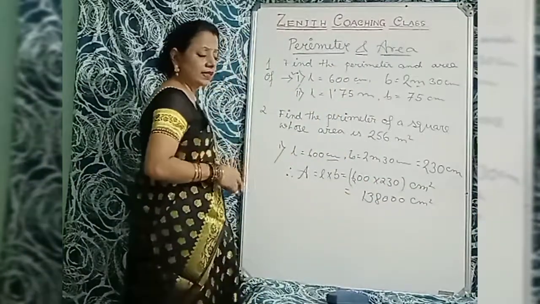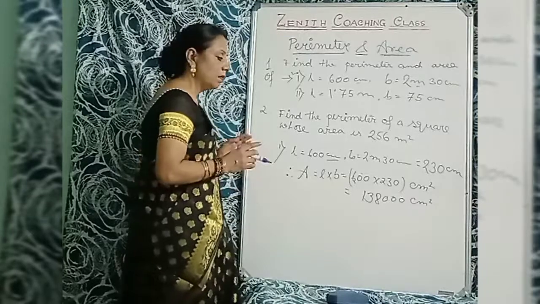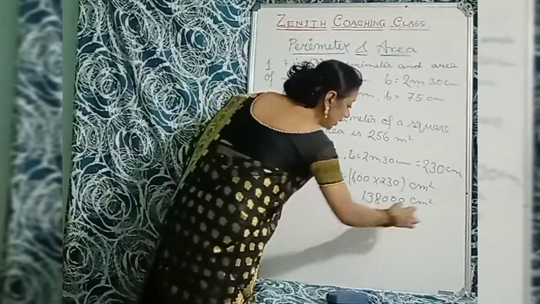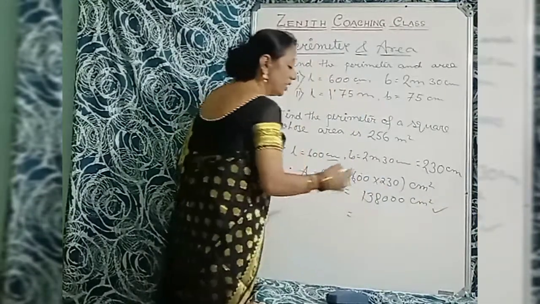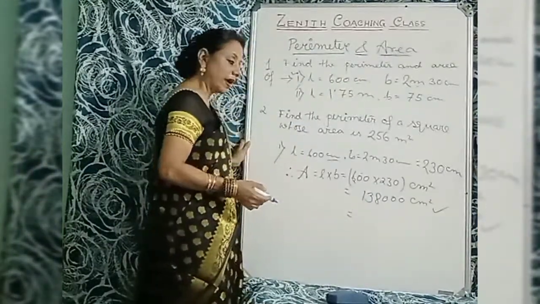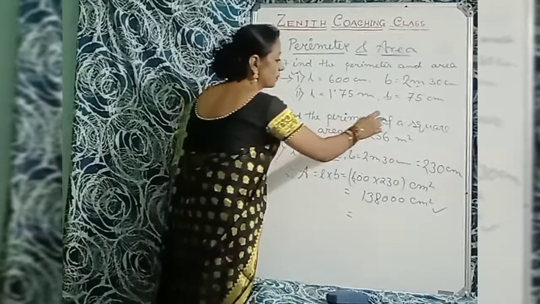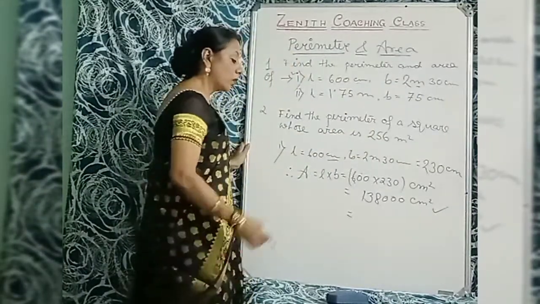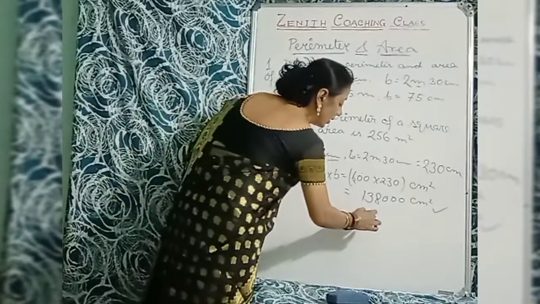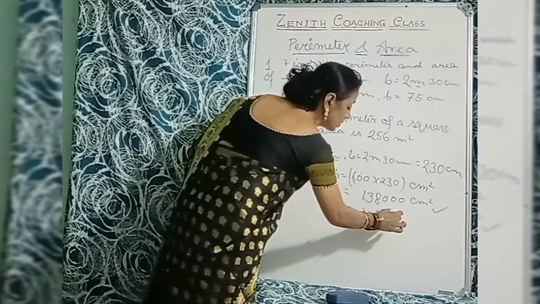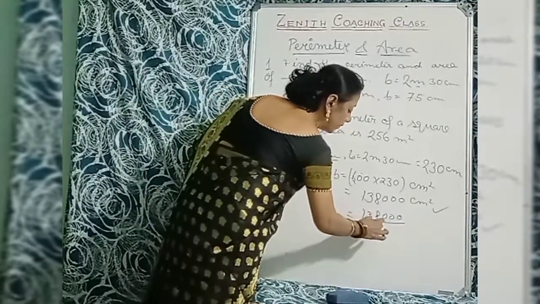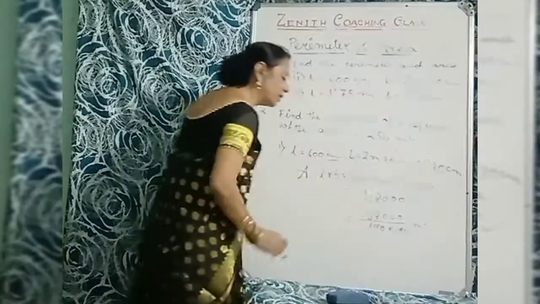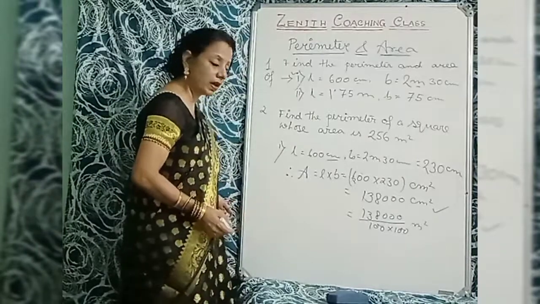If I tell you to write the answer in meter square, what to do? You have to divide it. This is the answer in centimeter square, but if you have to write it in meter square, you have to do 138,000 divided by 100 multiplied by 100 meter square. Why divided by 100 multiplied by 100?